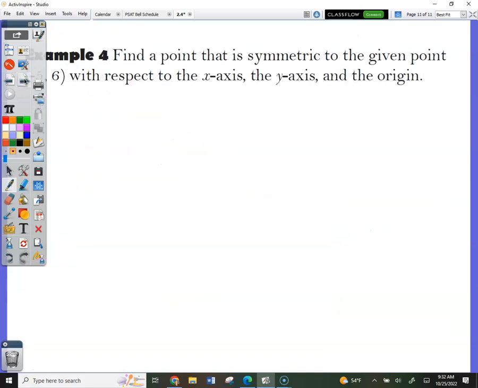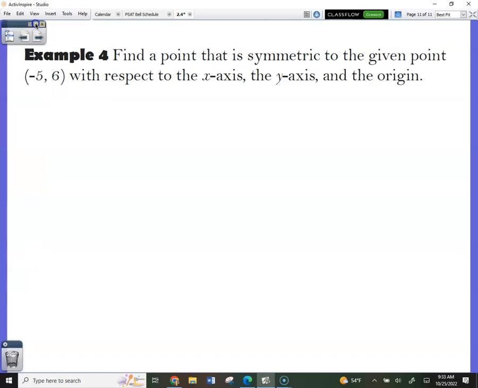All right. Last example. Find a point that is symmetric to the given point, negative 5, 6, with respect to the x-axis, the y-axis, and the origin. This is so simple. I wanted to put it on here because I was afraid you would overthink it and make it way more complicated. The first thing I would do is sketch a picture. Sketch a little coordinate plane, right? And plot negative 5, 6 on it.